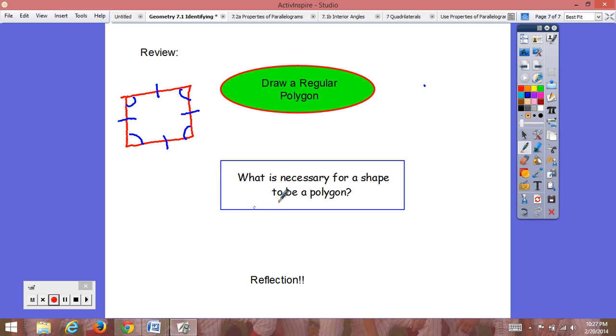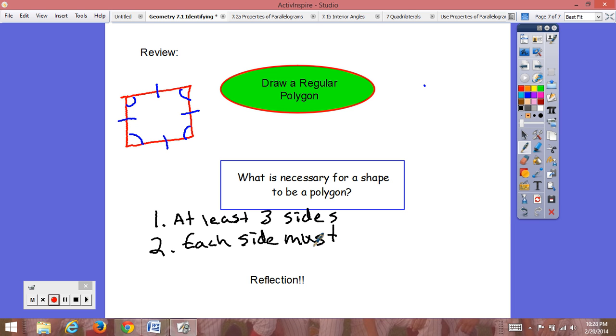And then our next thing, what is necessary for a shape to be a polygon? Number 1, must have at least 3 sides. And secondly, each side must intersect two other sides. And I should say it needs to intersect exactly 2. Can't be intersecting more than 2, it can't be intersecting less than 2, it has to intersect exactly 2 other sides.